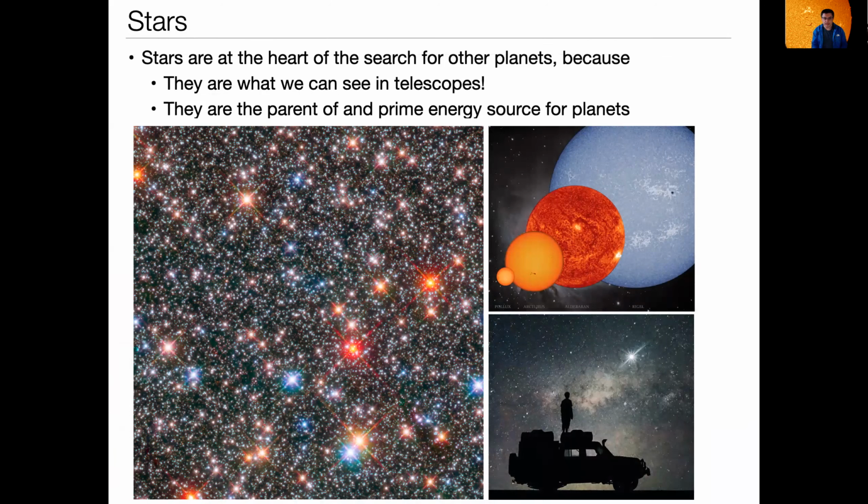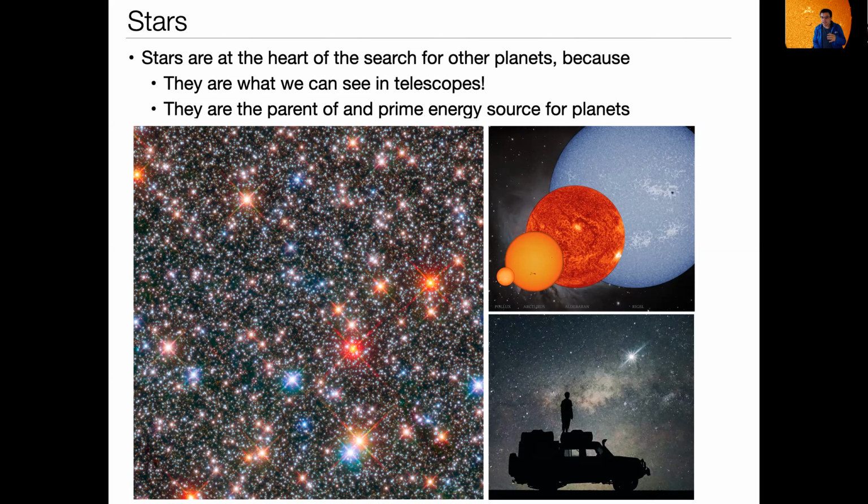So stars are at the heart of the search for other planets because the stars are the things that we can see in our telescopes. Especially when we started looking for planets, we couldn't see a single planet around another star in the telescope. They're too small, they're too dim, they're too far away. But you can pick out stars. Stars are what we've always looked at through telescopes. And so the stars have really been the starting point.